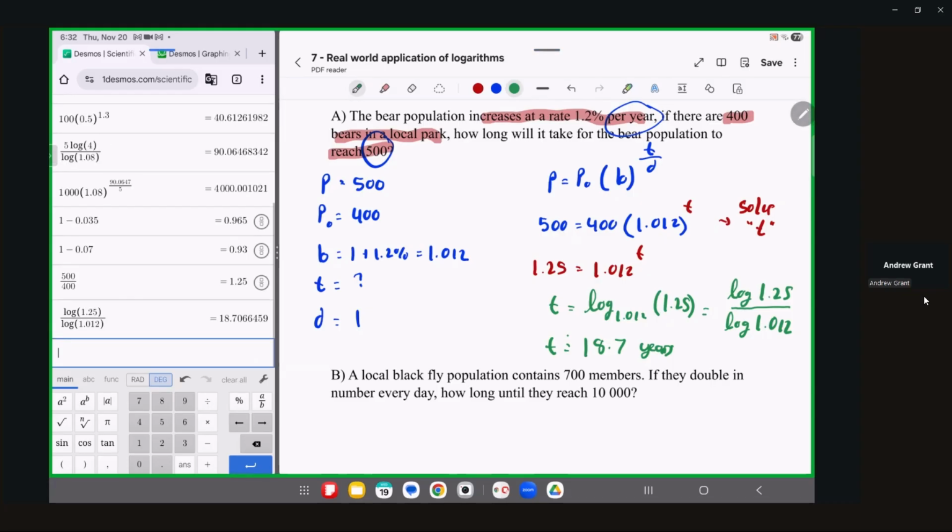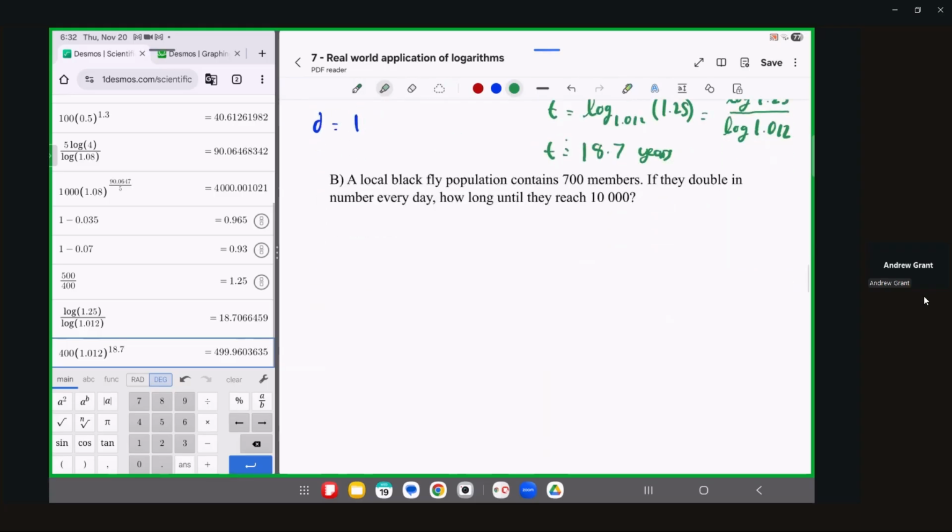If you want to check to make sure we did this correctly, we could just verify it in this line. If we take 400 multiplied by 1.012 to the power of 18.7, oh, not 187, 18.7, we get 499.96, which is about 500 after 18.7 years.